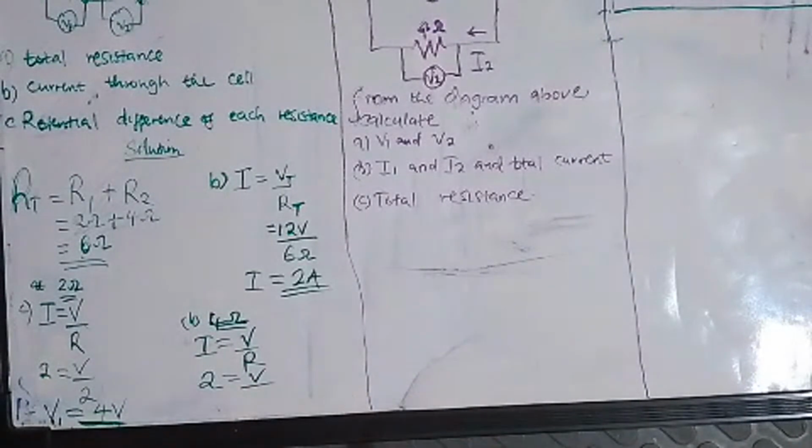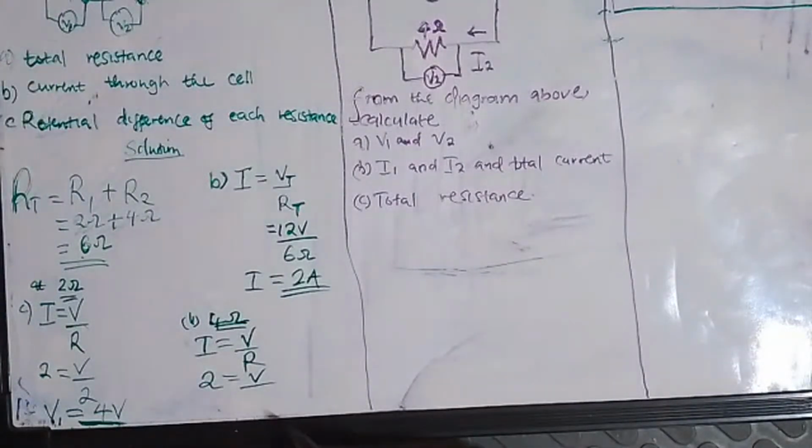What is our current? Our current is the same, so you say 2. What is our voltage? We are calculating the voltage, V. What is our resistance? The resistance is 4. So here again you cross multiply and you find that your voltage is 8 volts.